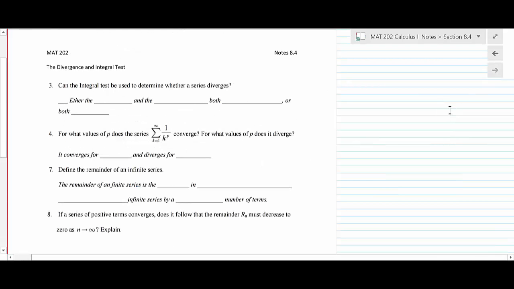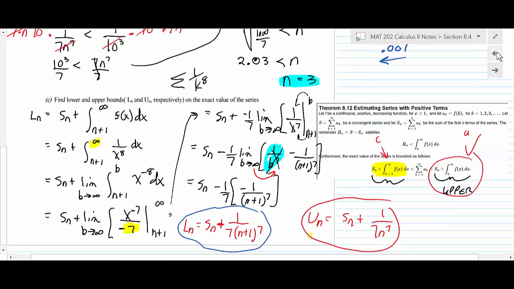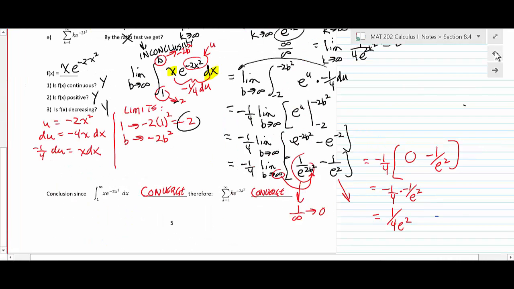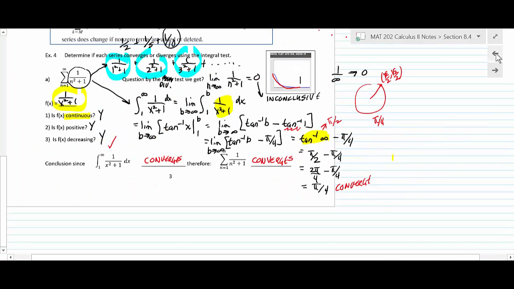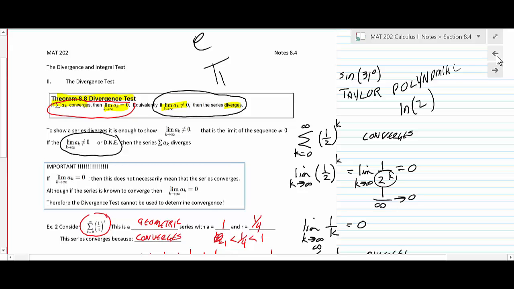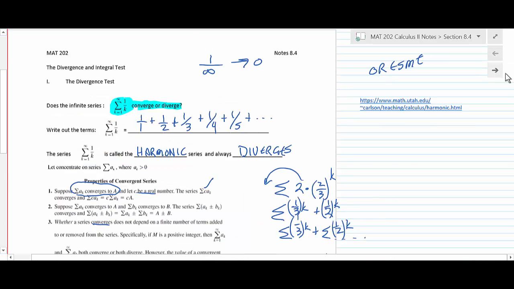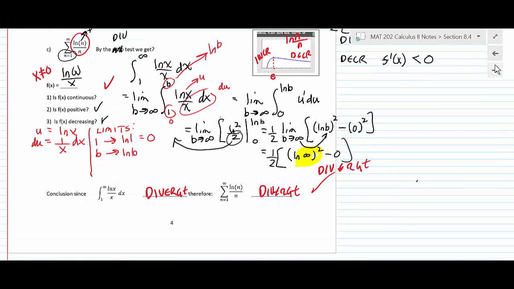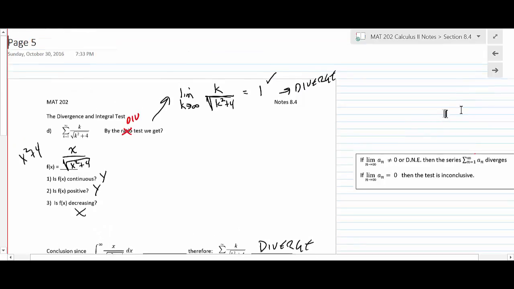Okay, now the integral test. We learned a little bit about the integral test last time, and let me scroll back to where I had the definition of the integral test, just to review that a little bit. When you do the integral test, generally you're going to use it when you have something that's pretty easy to integrate. And let's see, where did I have that? I have that in here somewhere.